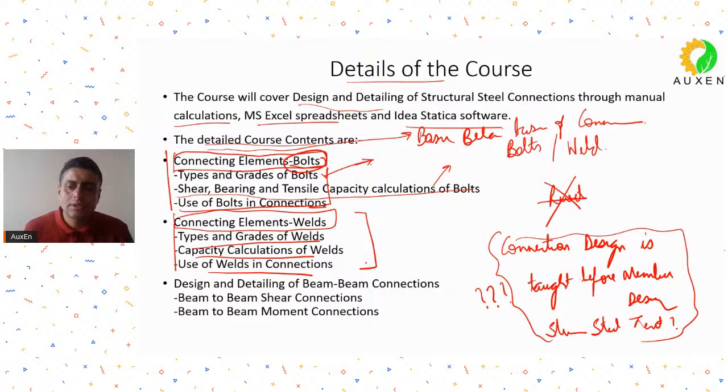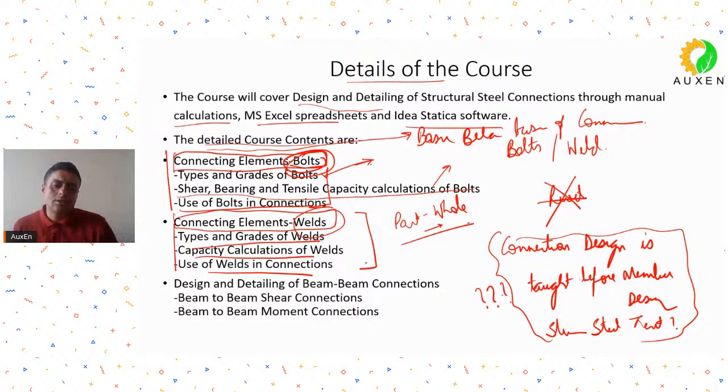So our course will start with understanding of the basic aspects of a connection. Then we will move to the connecting elements, that is bolts and welds. These are the two connecting elements which we adopt. Once we discuss this, then we will move to the connections. So we are moving from part to whole. First we discuss the connecting elements, and once we understand them, we will start understanding connections one by one.